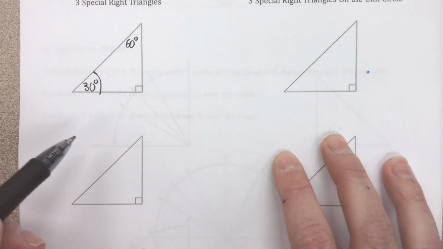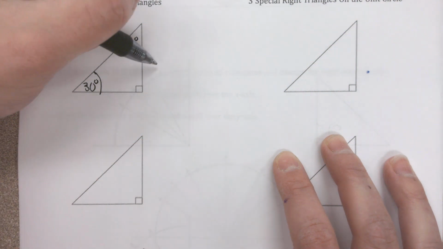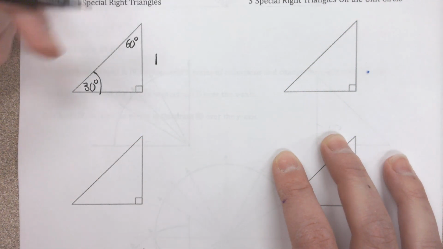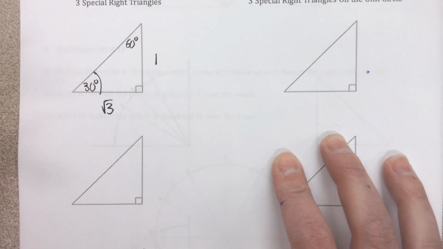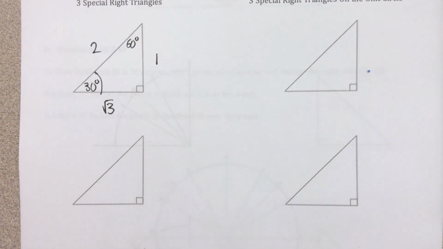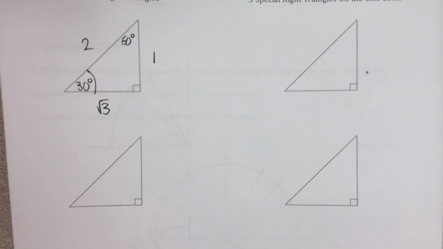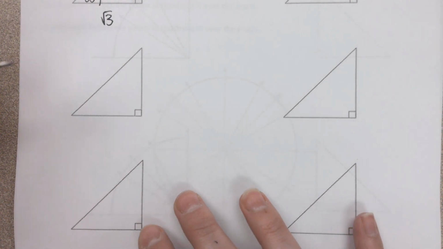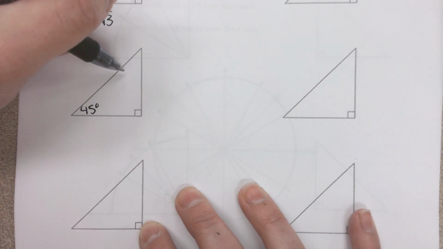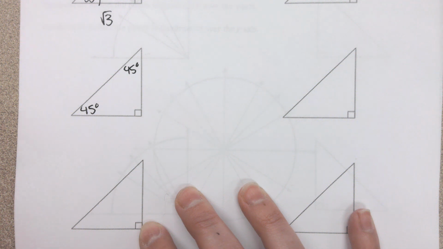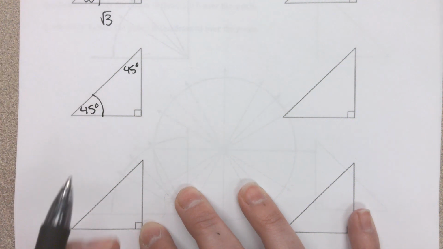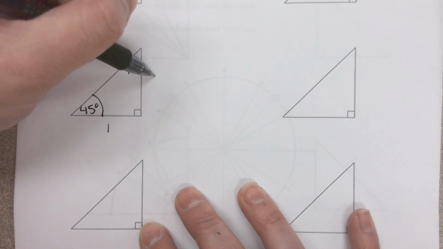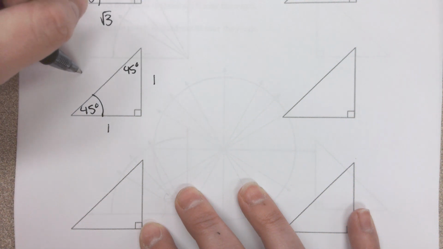And we already know these side lengths. Across from the 30 we have 1. Across from the 60 we have square root 3. And then the hypotenuse is 2. Next we have the 45, 45, 90. And we'll let this bottom 45 be the alpha. Both sides have a length of 1. Hypotenuse is square root 2.